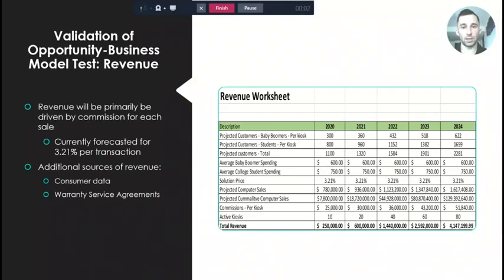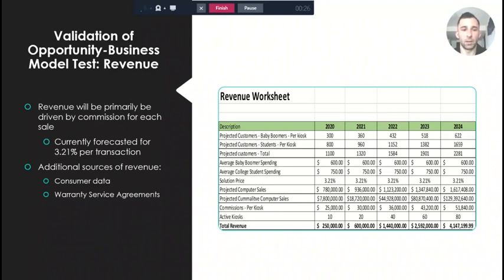Thank you, Jake. My name is Christoph, and I will go over the next couple slides. Now, looking at the business model tests, specifically the revenue, this will be primarily driven by the commission for each sale, for each purchase. It is currently forecasted for 3.21% per transaction, and this was set in order to obtain a profitability of at least 20% of total revenue.